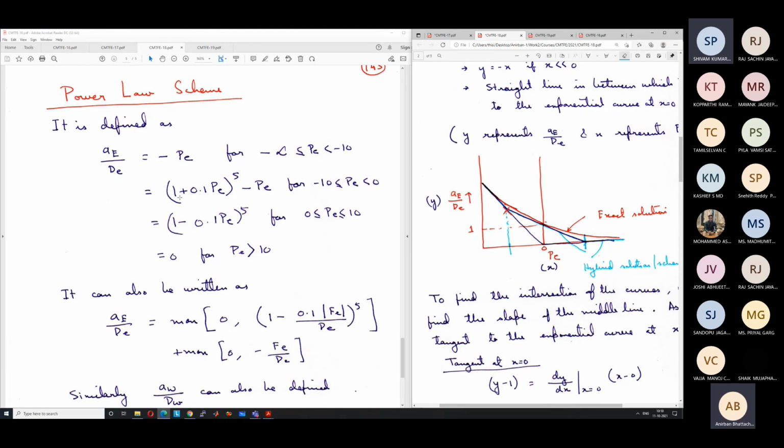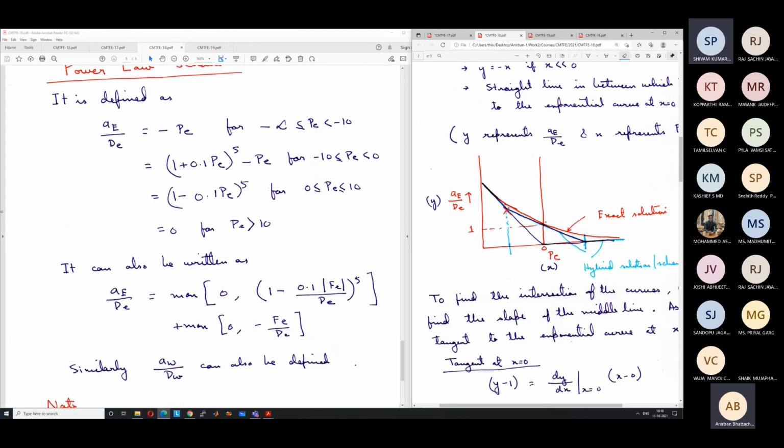This is known as the power law scheme. You can write this as A by D is equal to maximum of 0, 1 minus 0.1 times the absolute value of Fe by D, whole to the power 5, plus maximum of 0, minus Fe by D. You can check that this condition satisfies all the 4 conditions. You can take values between minus 10 and minus infinity, between minus 10 and 0, between 0 and 10, above 10, and you should see that this satisfies all these 4 conditions. All 4 of them together are written in a single line like this.